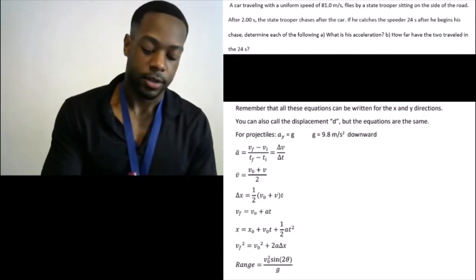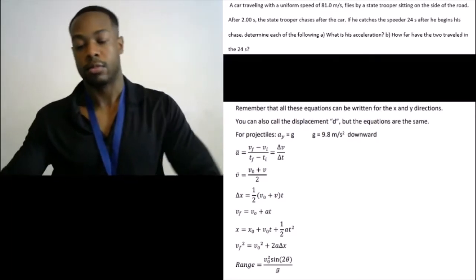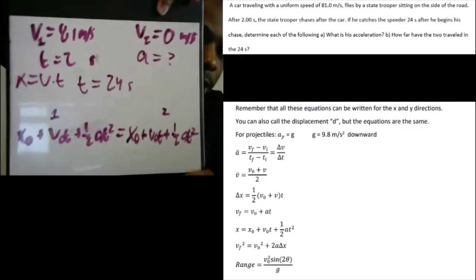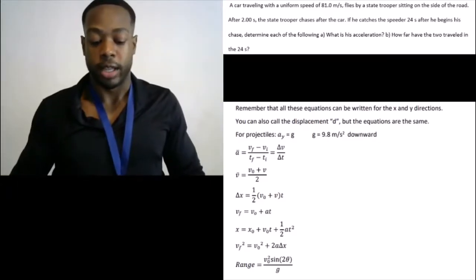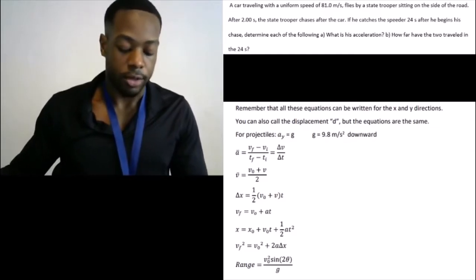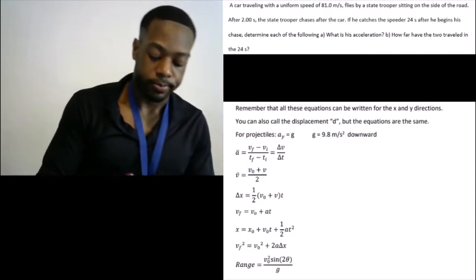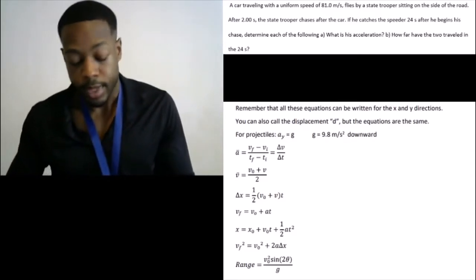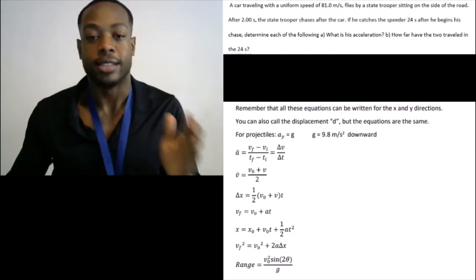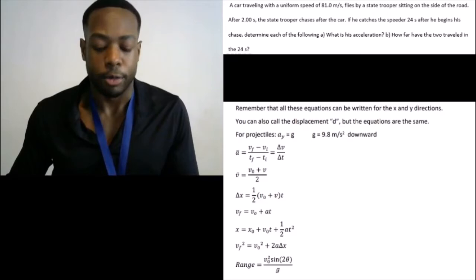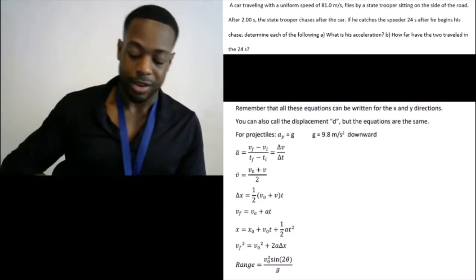We've got displacement equals velocity times time. You guys should know that displacement equals velocity times time. And we can just plug in the 81 times 2 for the initial displacement of the speeder. That should be 162. V naught t is going to be the initial velocity times the time. Initial velocity is going to be 81, and the time is going to be 24. So 81 times 24.